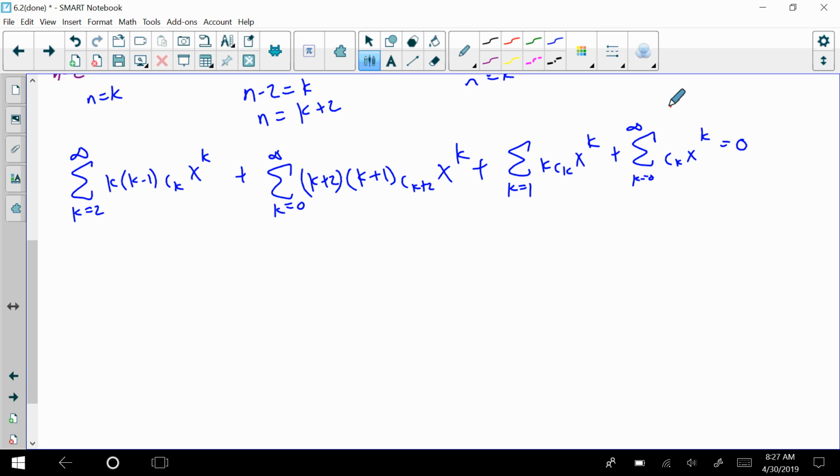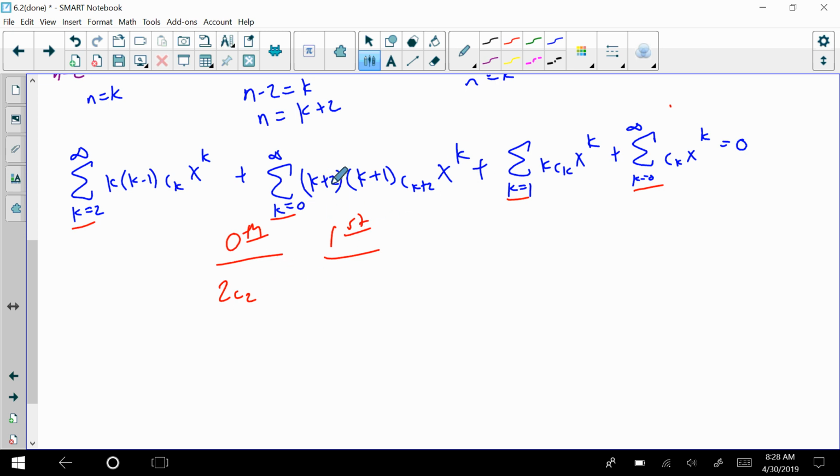it'd be really nice to be able to combine all of these. The problem is I have some different values. I can't make this 2 go down into this k equals 0 or this 1, but I can make this k equals 0 come up. I would just need the 0 term, and also the first. So if I do k equals 0, that'd be a 2 times a 1, so that'd be 2, c sub 2. And then I have x to the 0, which is just 1.